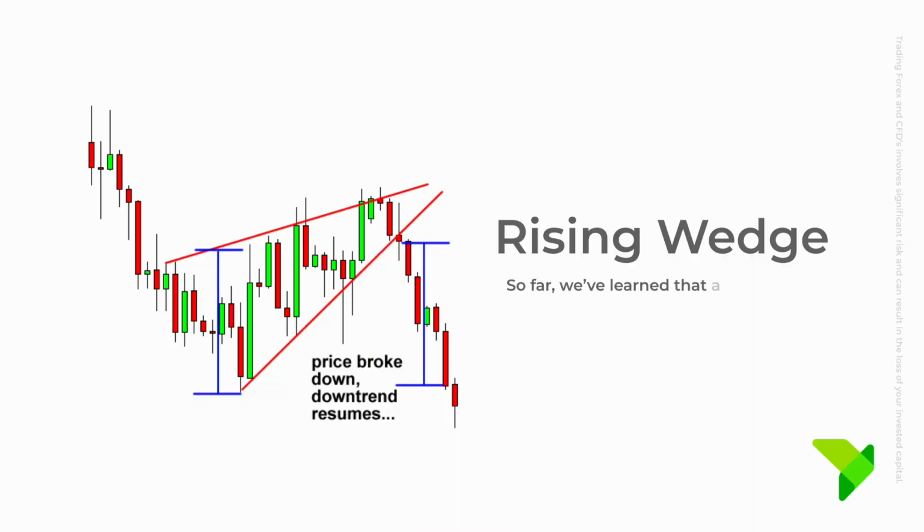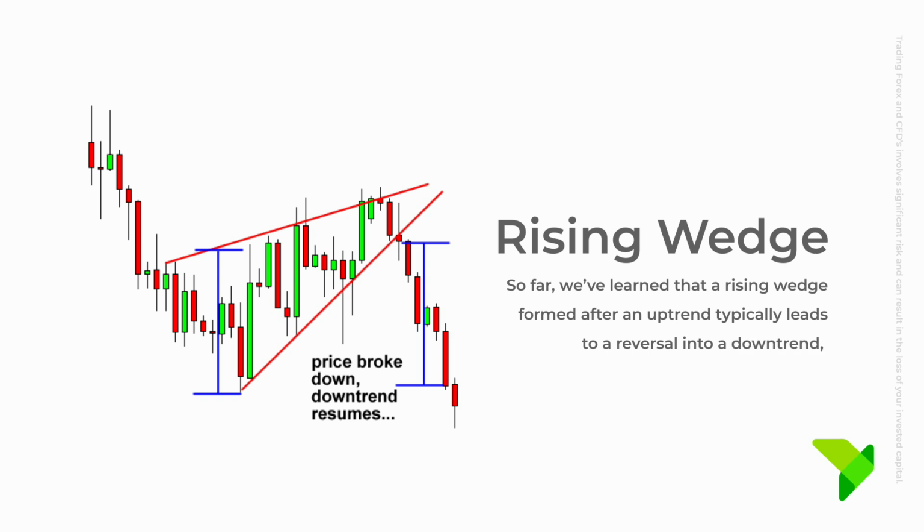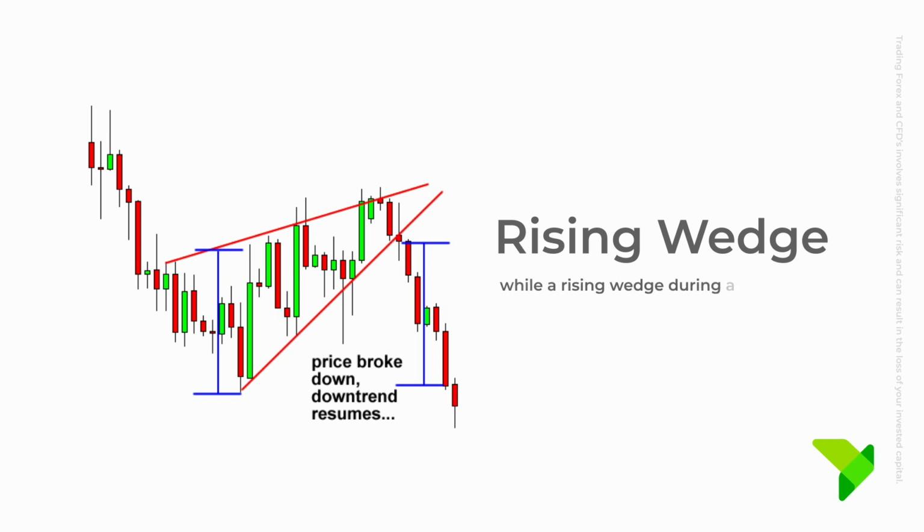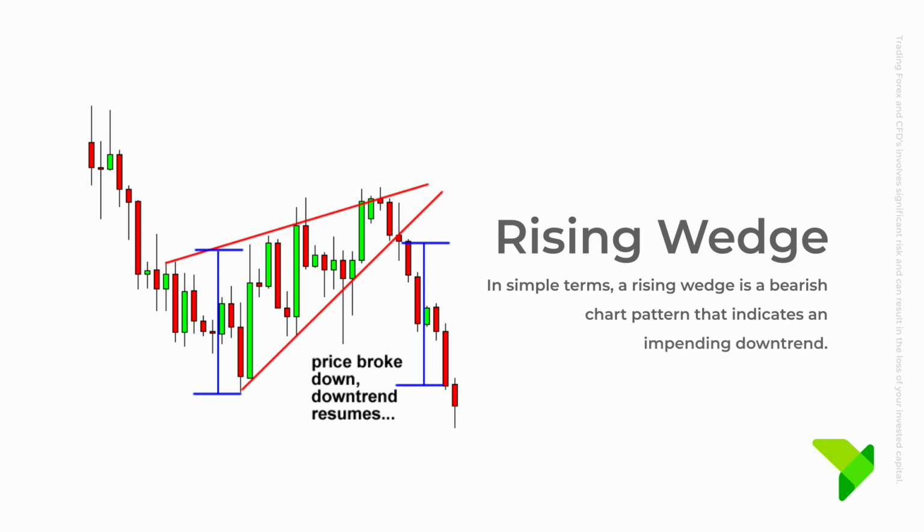So far, we've learned that a rising wedge formed after an uptrend typically leads to a reversal into a downtrend, while a rising wedge during a downtrend usually signals a continuation of the downtrend. In simple terms, a rising wedge is a bearish chart pattern that indicates an impending downtrend.